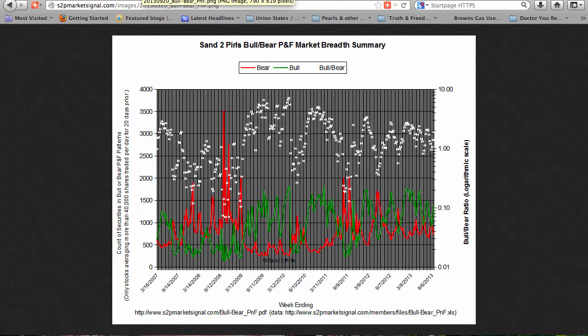The Sand to Pearls P&F Market Breadth Summary Chart shows us a market now 3 consecutive weeks in bullish territory.